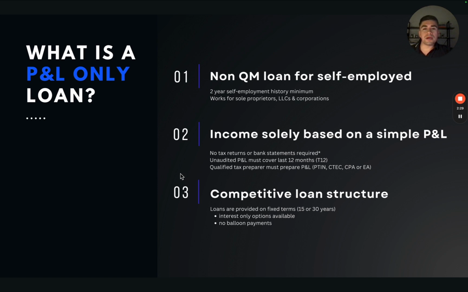Okay, and again, P&L loans, they have competitive loan structures. Typically, they're offered on 15-year or 30-year fixed terms, although we can also do 10 and 20-year terms. Interest-only options are available, and there's no balloon payments on this program. Again, it's not like hard money in that sense.